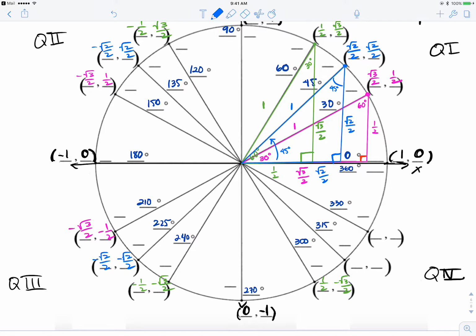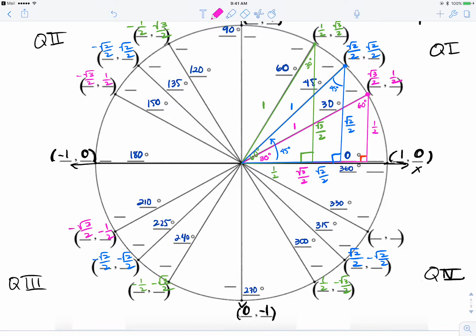Miles, what will the point be at 315? At 315, the point will be negative root 2 over 2, and then 1 over root 2. Well, we're in quadrant 4, so what should the sign of x be in quadrant 4? Oh, yeah, it should be positive. Oops. So it'll be root 2 over 2, and root 2 over 2. I know, it's kind of crowded on here.